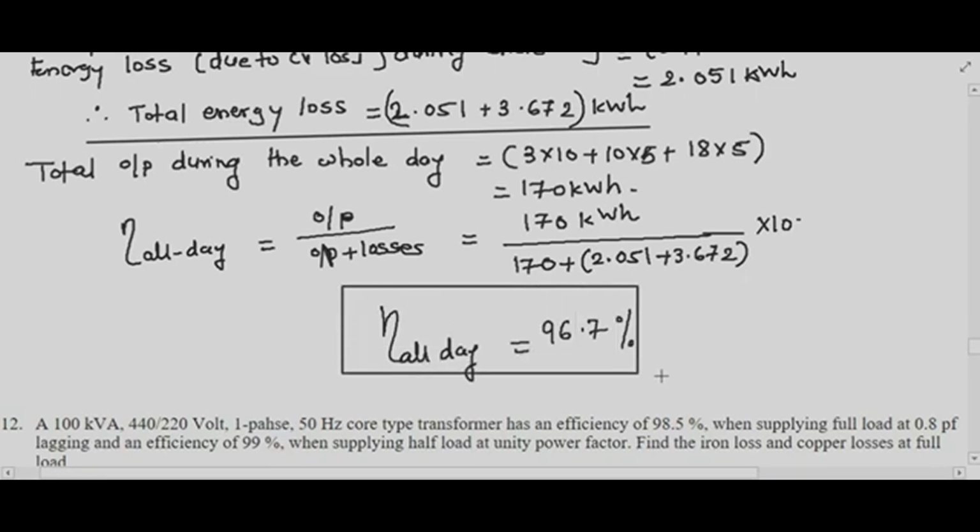The normal difference between all day efficiency and normal efficiency is that while finding out all day efficiency, the output should be nothing but the total energy output, so this output should be in kWh. Similarly, in the denominator, this is the energy input, which is nothing but the output in kWh plus losses in kWh. Because your distribution transformer is running throughout the day, its efficiency is always expressed as a ratio of the energy output to the energy input.